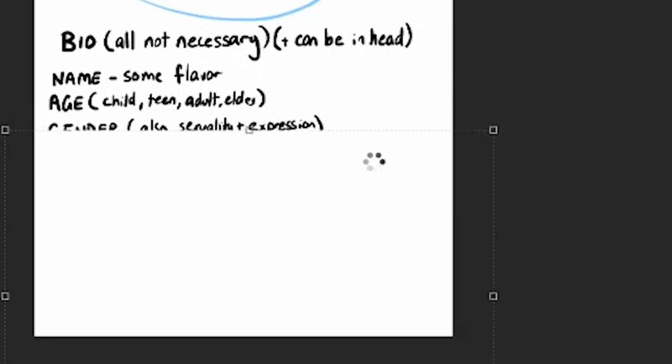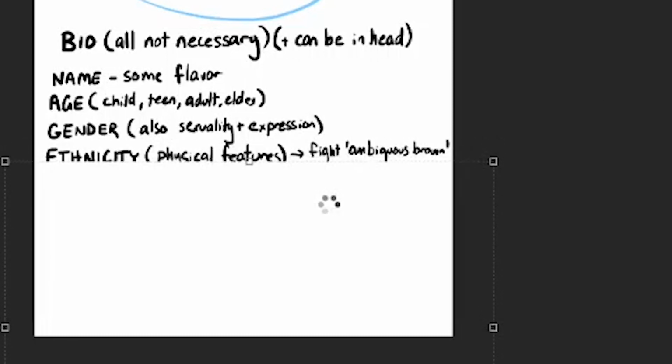There's their gender. When it comes to character design, sexuality, gender expression, all those things can influence a character's design. So if that's a part of their character and how they present themselves, then design accordingly. Then their ethnicity. So there's a difference between ethnicity and culture. Ethnicity is their physical features.